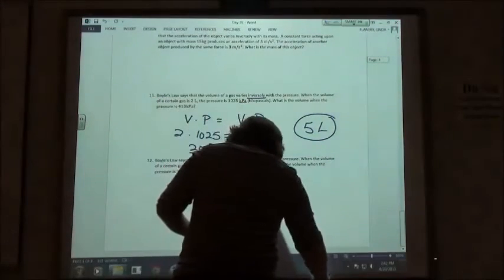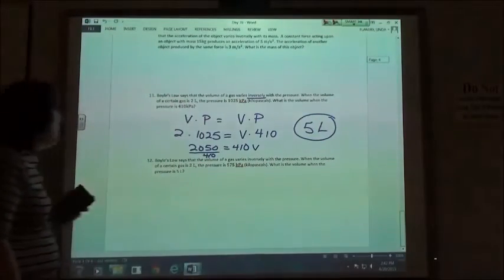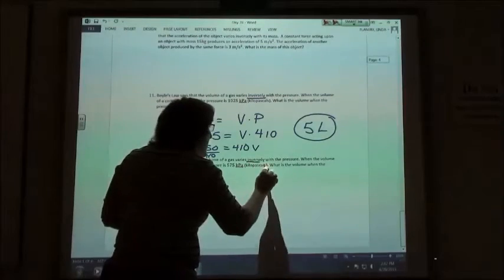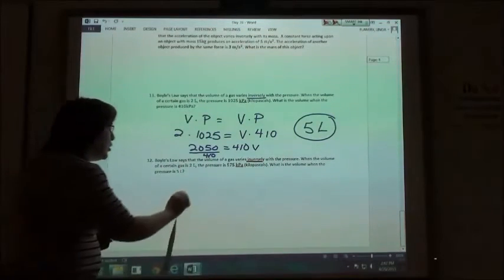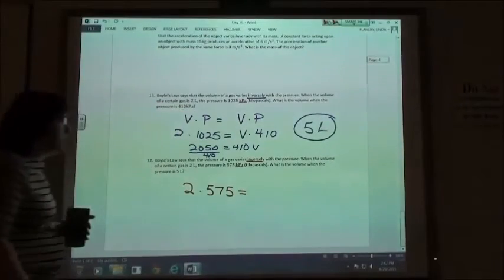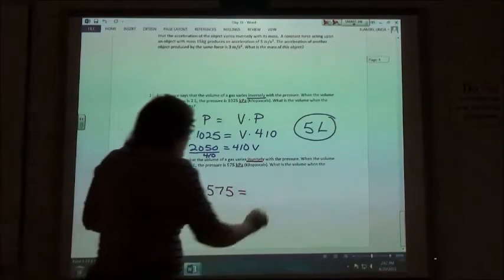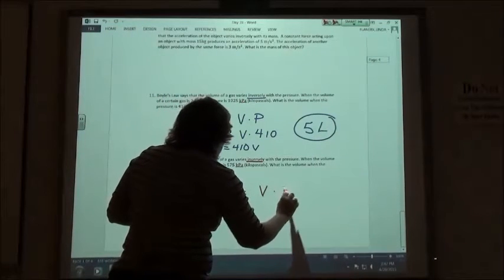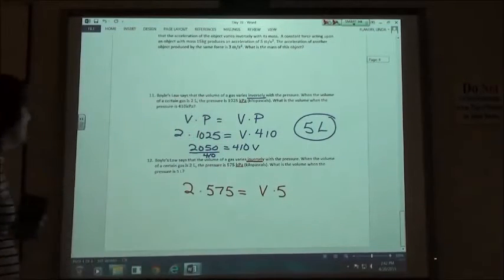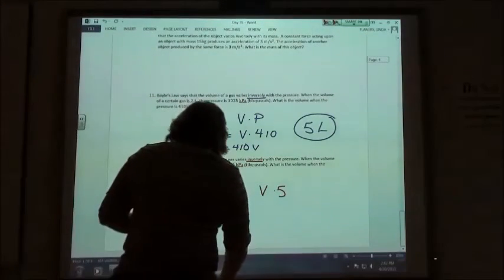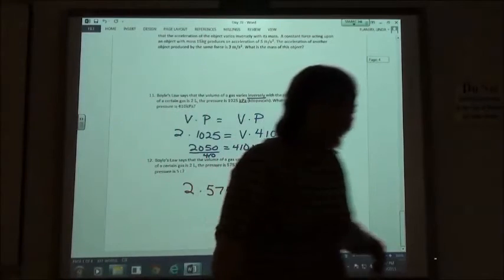Number 12, doing the same thing. I'm still doing Boyle's law that says the volume of a gas varies inversely with the pressure. So the volume of a gas is 2, the pressure is 575 kilopascals. What is the volume when the pressure is 5? That's backwards. I should say, what is the pressure when the volume is 5? Let me fix that.